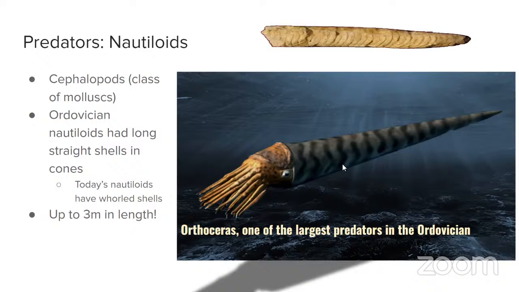You can see its other structure that we see at the back here is this long cone. So they have these straight cone-like shells, which later on start to swirl around. So today's nautiloids have like whorled shells with different chambers. But early on in their evolution, they just got like a big pointy hat, just like I do today. And they are quite large. So they're found with cones that are up to about 3 meters in length. So these aren't little tiny things. So this is an example of Orthoceras, which is one of the largest predators during the Ordovician.